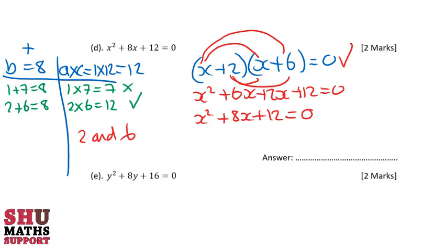And then nice and easy, we have x plus 2, so x is equal to minus 2. And in the other bracket, we have x plus 6, so x is equal to minus 6. Well, should I say, or x is equal to minus 6.